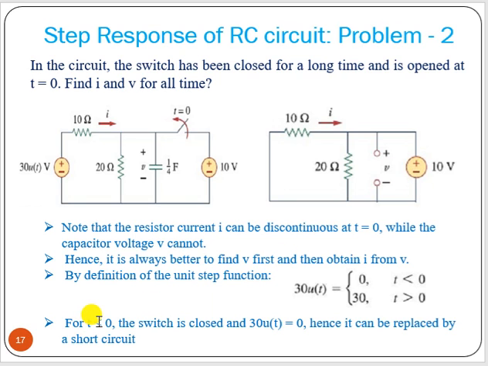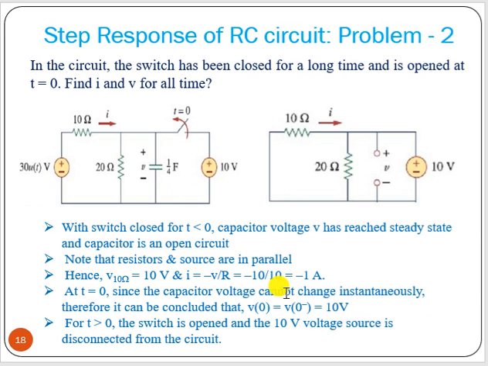So at t less than 0, the switch is closed and u(t) is 0. Then this circuit is replaced by this. Okay. Now this is 10 volt, right? Capacitor voltage. Then what is the current value? This is equal to minus 1 amp. Why? Because current is flowing in this direction, from negative to positive. So this is minus. Okay.